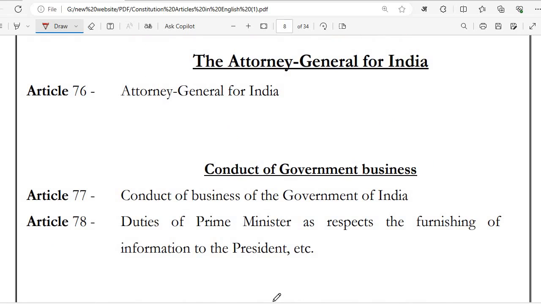Article 76: Attorney General of India, the first law officer of India. He is appointed by the Indian President on the advice of the Prime Minister and his Council of Ministers, and he is generally appointed for 5 years, but under the pleasure of the President. He has status equal to the judges of the Supreme Court, and he is the only authority in India who, without being a member of Parliament, can join and participate in the proceedings of Parliament.